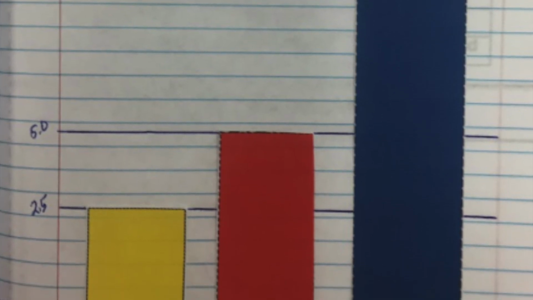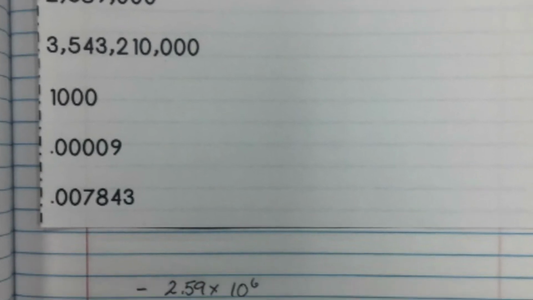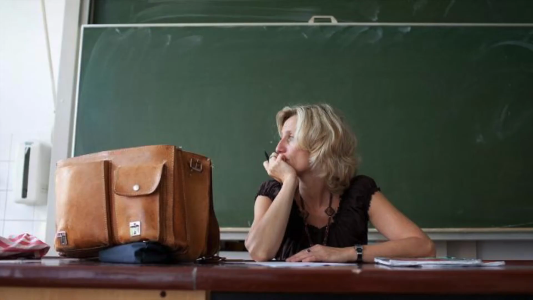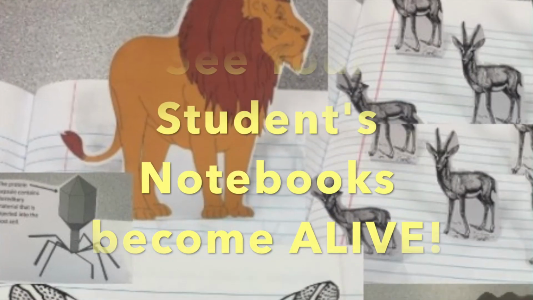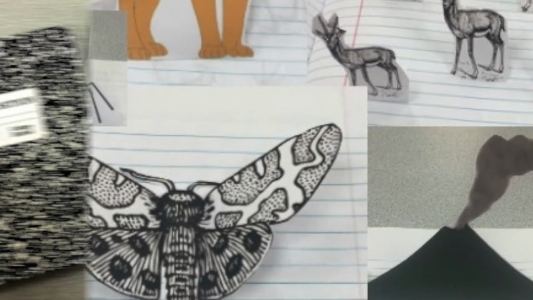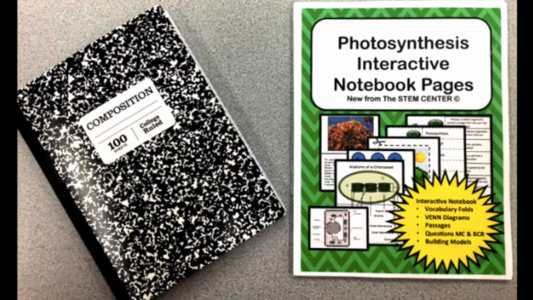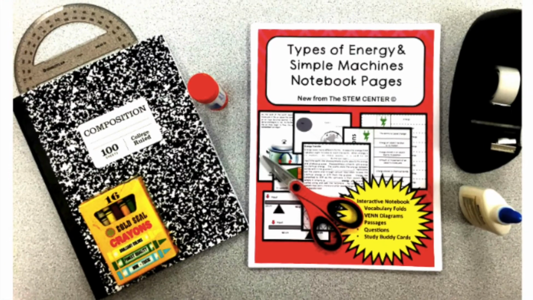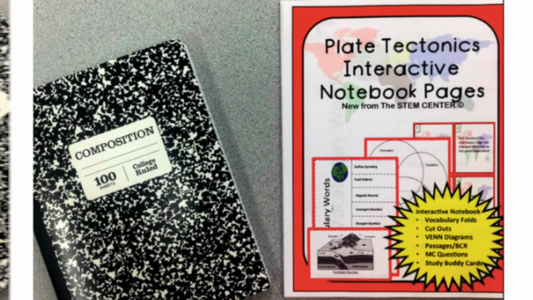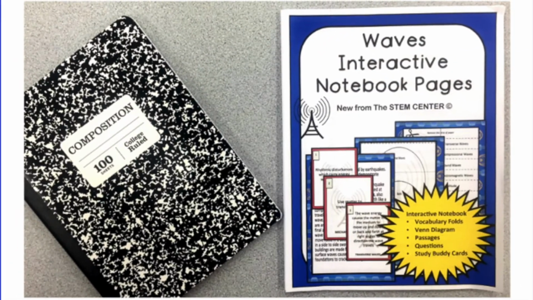Today's the explanation of number 1 INB from the STEM Center. Are you ready for your students' notes to become organized? Are you looking for a way to implement the 5E system? See your students' notebooks become alive with the STEM Center's new INBs. We've got everything from photosynthesis to the scientific method. We've got weather, simple machines, plate tectonics, Earth's water, life's structure, waves, electricity and magnetism, animal diversity, microbes, body systems.